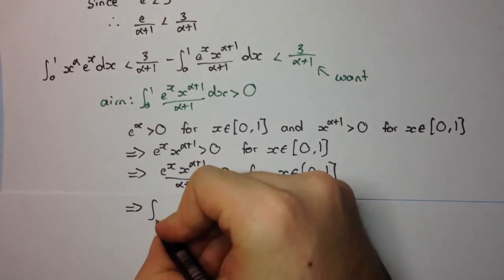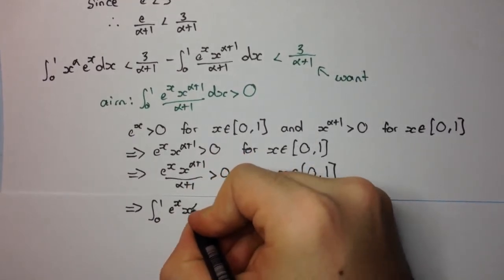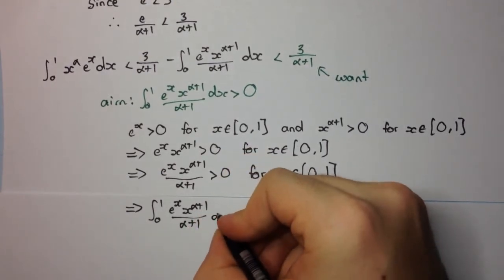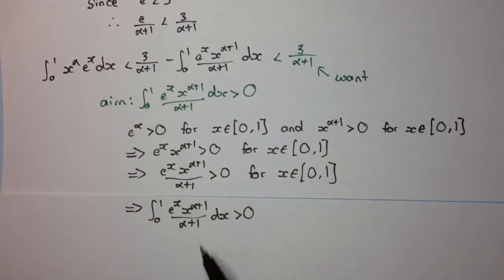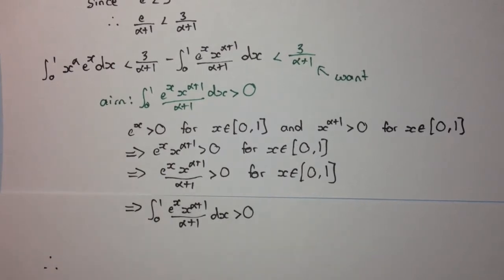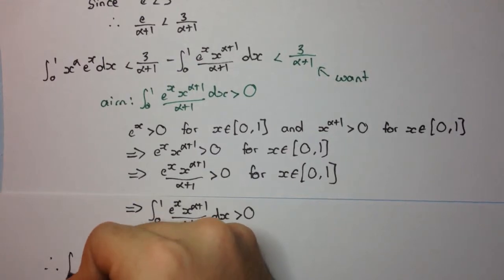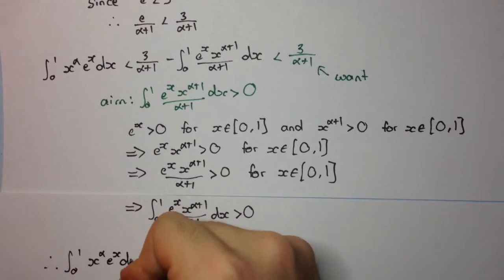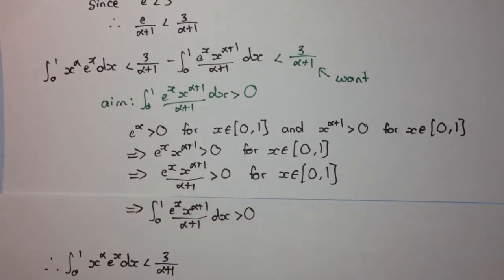So we can say that this now means that the integral from 0 to 1 of e to the x times x to the alpha plus 1 over alpha plus 1 dx is greater than 0. Okay, and we've shown what we need to show. We've shown this aim. And so therefore, we now have what we want. We have this want of ours. Therefore, we can say that this integral is less than 3 over alpha plus 1. Okay?